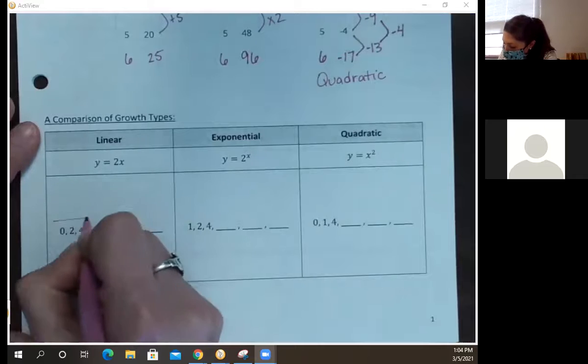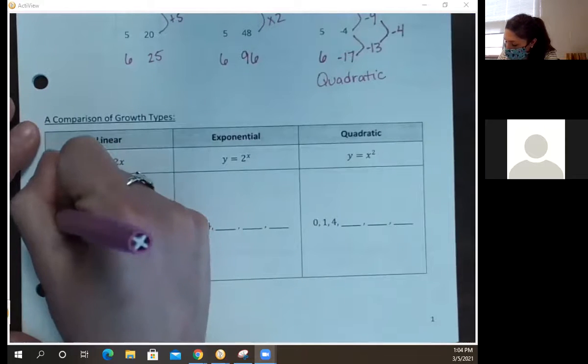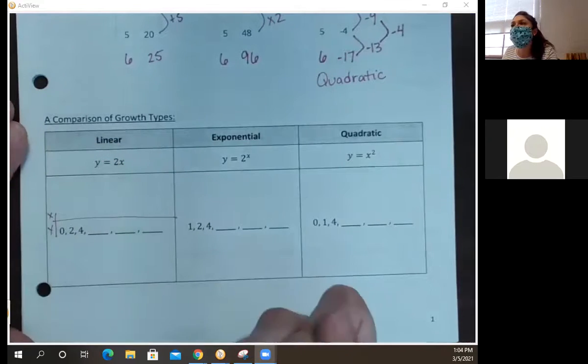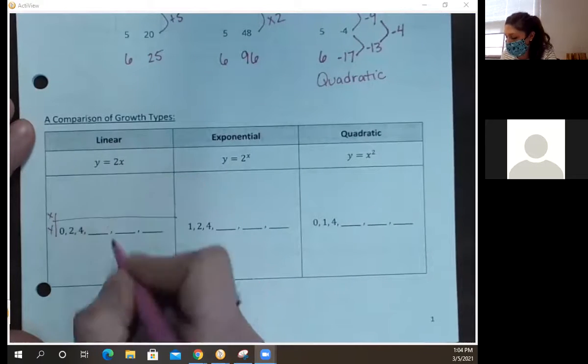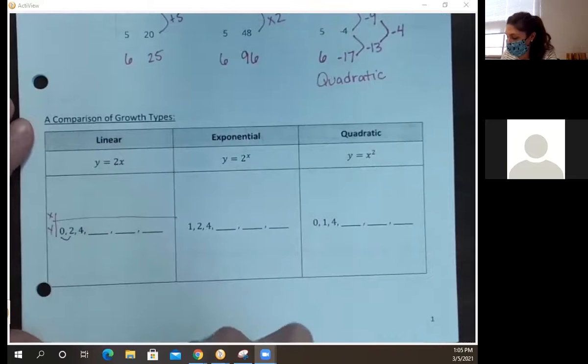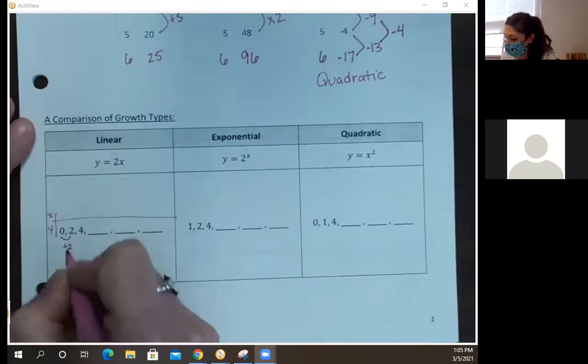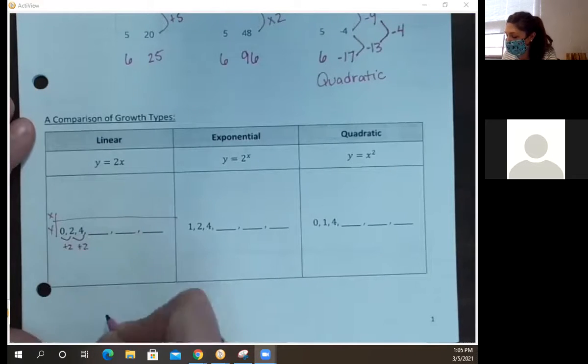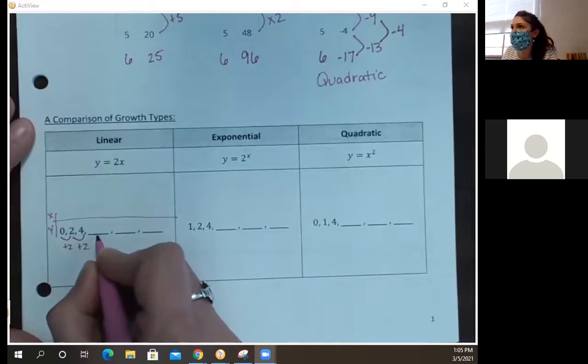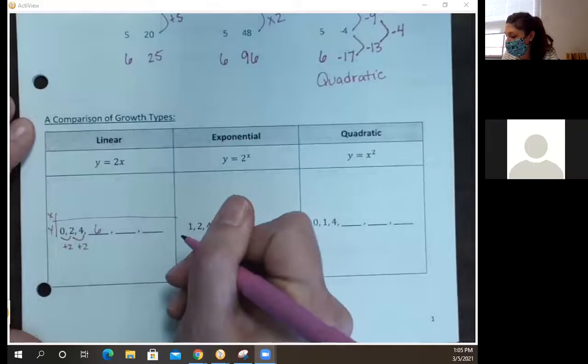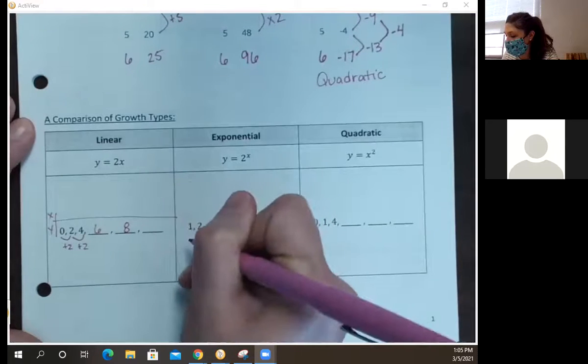You could sort of think of these patterns like a table of values, or we could take a look at how we change those y values each time. So for our linear function, to get from 0 to 2, I have to add 2. To get from 2 to 4, I have to add 2. So what would be our next number? 6, then 8, then 10.